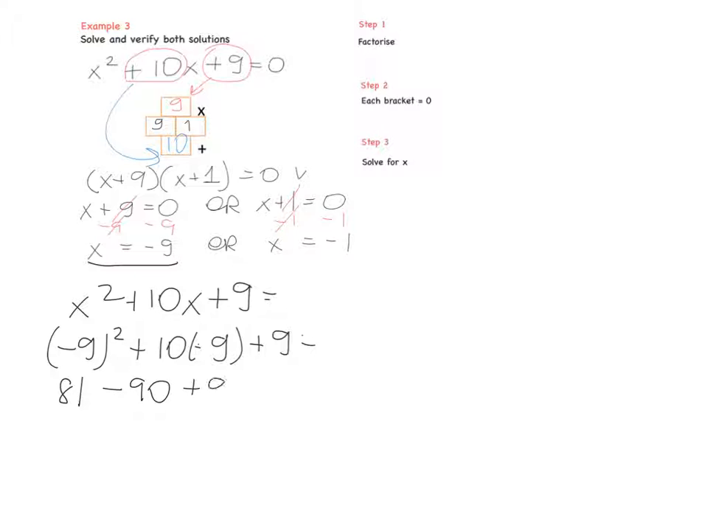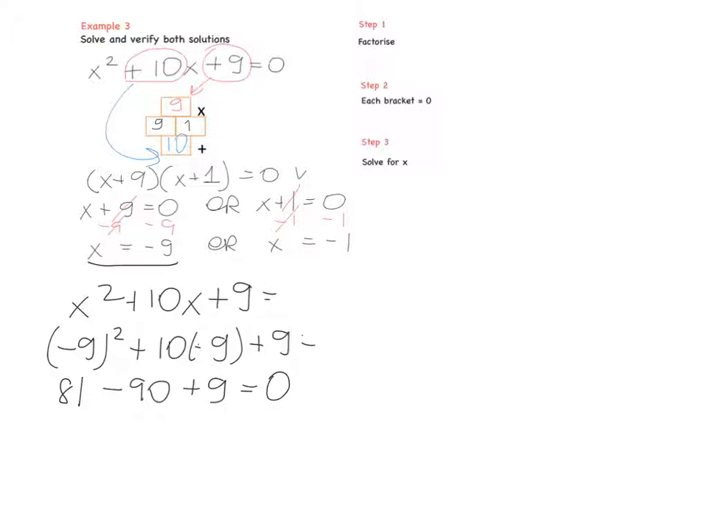and plus 9. Okay, so we have 81 minus 90 plus 9. Okay, if you would like to swap the order, you can add it first. So we have 81 plus 9, that's 90, and 90 minus 90, that's 0. Okay, so perfect, that's correct.